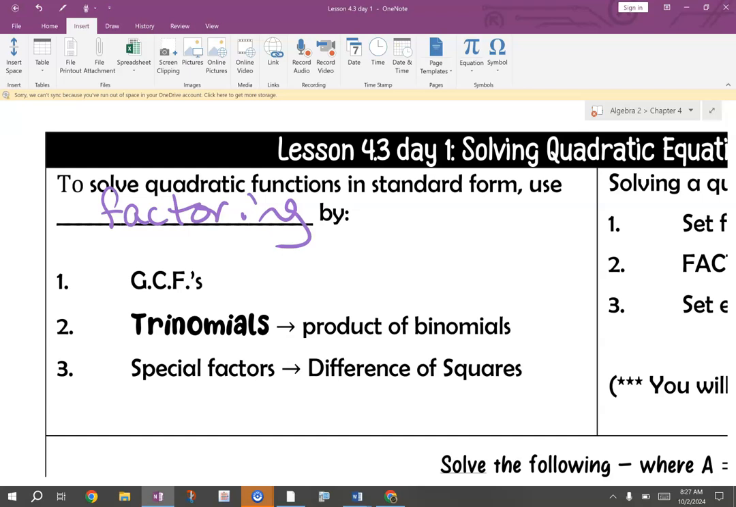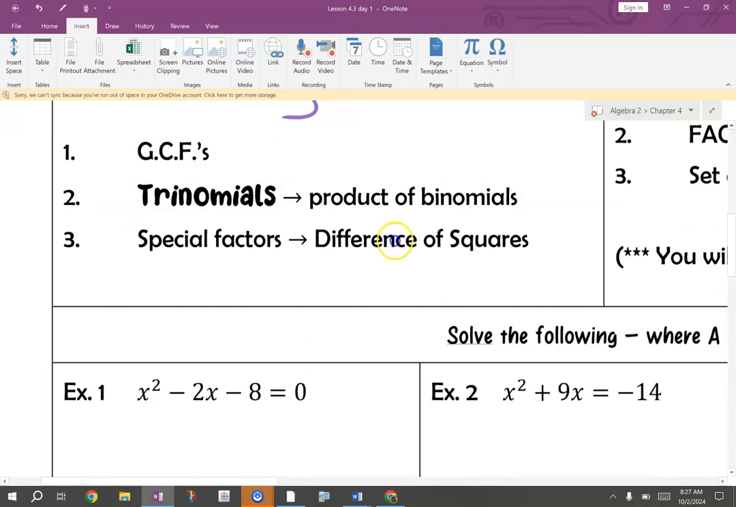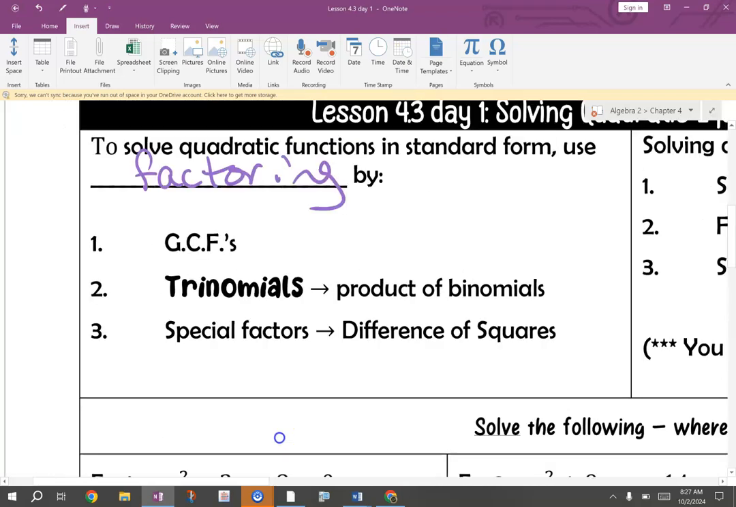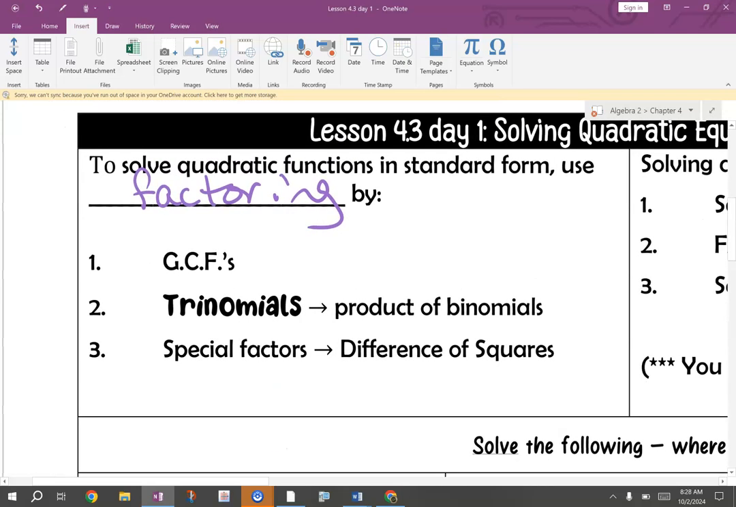Okay, so to solve quadratic functions in standard form, it looks like that. If you look at example 1, it's exactly what standard form looks like. It's exactly what you guys saw with graphing. So we're going to solve them in 3 different ways. Today, we're focusing on trinomials.